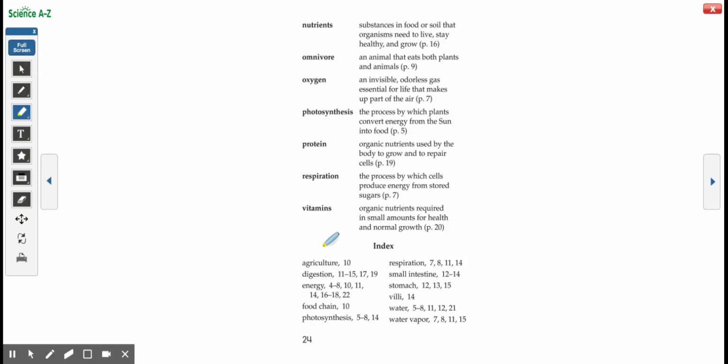And now, make sure that booklet is safe. Make sure that you highlighted and circled, underlined, took notes, whatever you need to. And that's it for today.